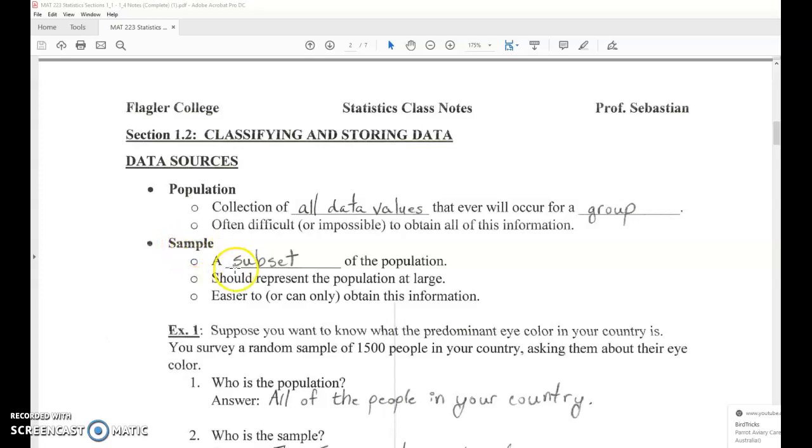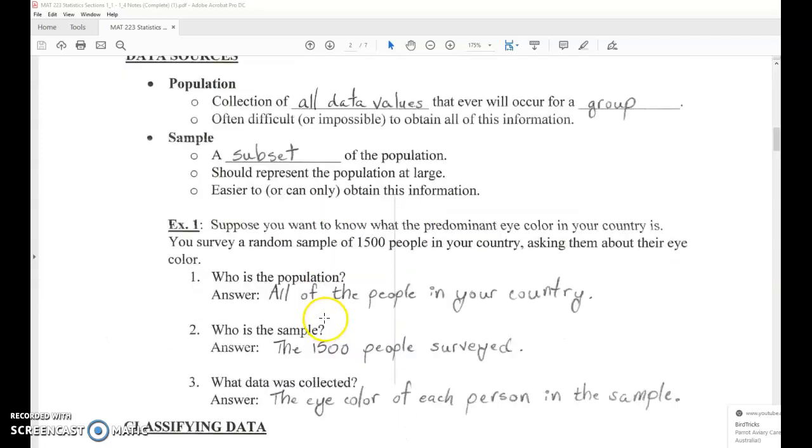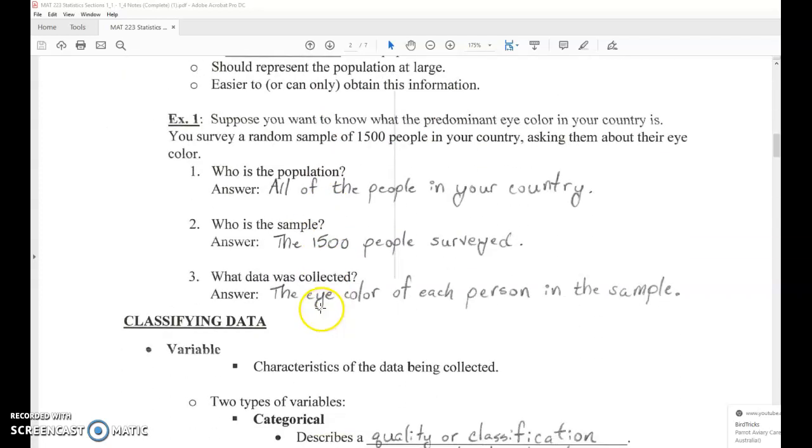Okay, so a sample. What's a sample? It's a subset of the population, and it should represent the population at large. It's easier to obtain, and sometimes it can only be obtained, like I was just talking about with dolphins. So sometimes we can only get a sample.